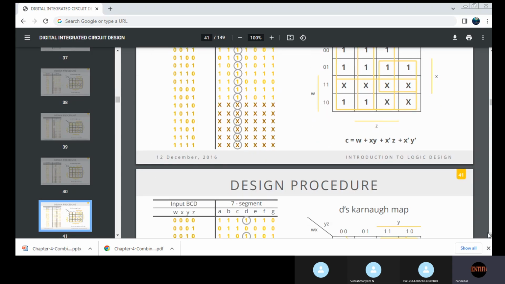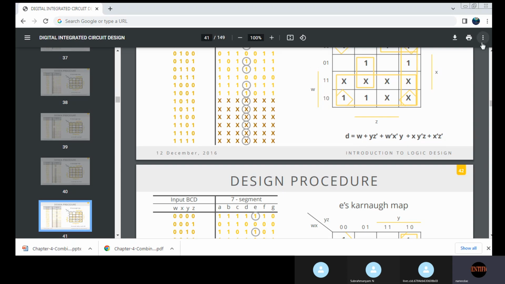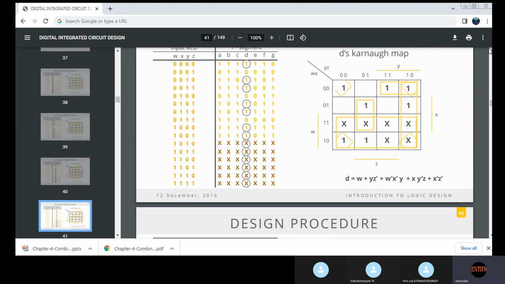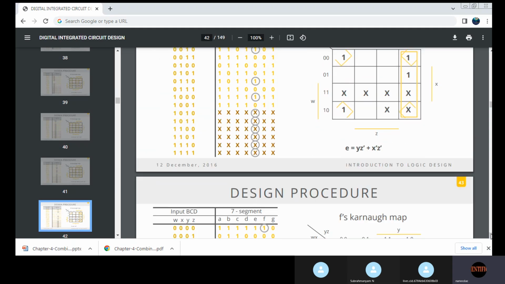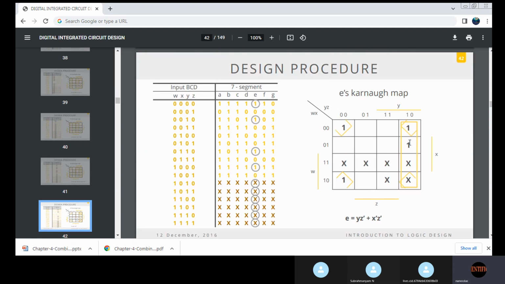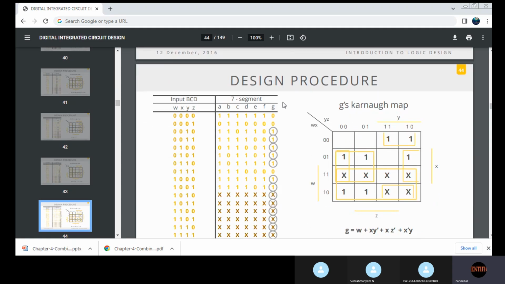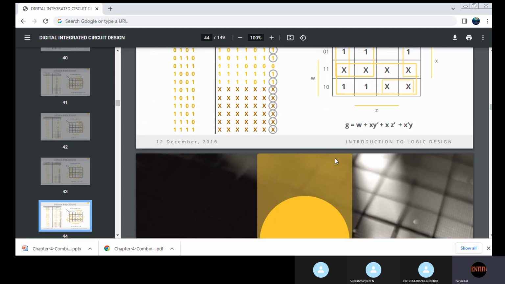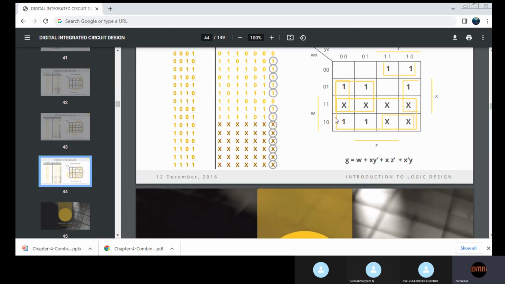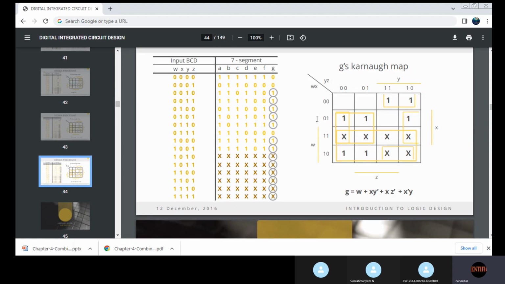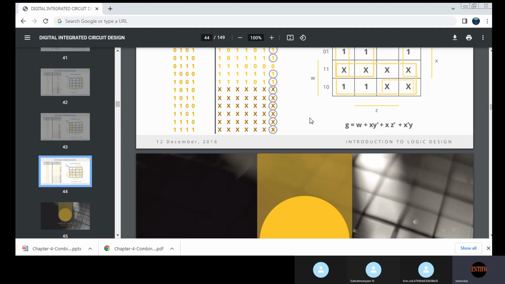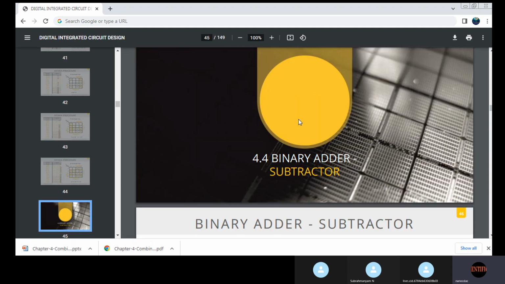After writing the equations for A, B, C, D, E, F, G, you draw the K-map for B, then again for C, then similarly for D also you have to draw the K-map. Similarly for E also K-map, then for F K-map, for G K-map. After the K-maps, according to these logic equations you draw the logic diagram or you design the circuit. This is one design.